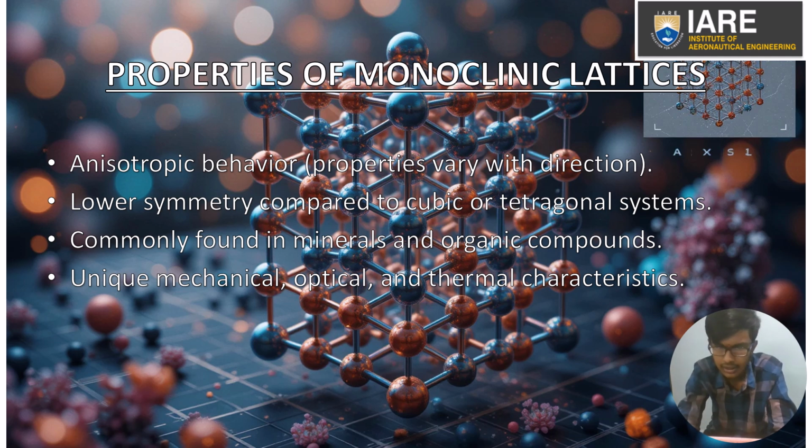And after that, the next property is that these monoclinic lattices are commonly found in minerals and organic compounds. And the fourth property is that these monoclinic lattices have unique mechanical, optical, and thermal characteristics. These kinds of characteristics are obtained only in monoclinic lattices. Hence, these are the properties of monoclinic lattice.